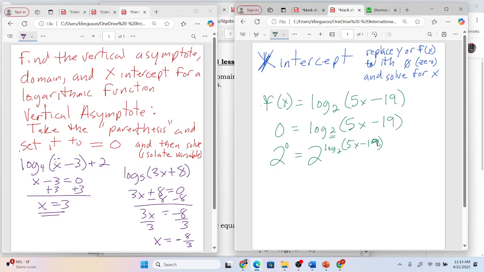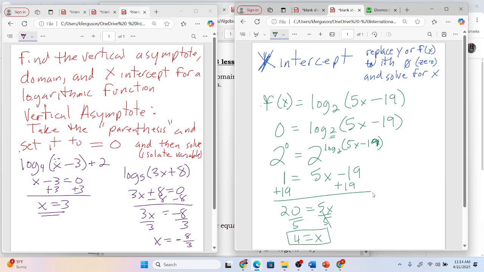That's not a good looking 19. So doing this, well, 2 to the 0 power is 1. Anything to the 0 power is 1, right? But over here, I've got 2 and I've got log base 2. Those two things cancel each other out, and I'm left with 5x minus 19. And then I just solve. So I'm going to add 19 to both sides. And that's 20 equals 5x. Well, I can solve that. So I'm going to divide by 5 on both sides, right? The 5's cancel off. That's 4 equals x.